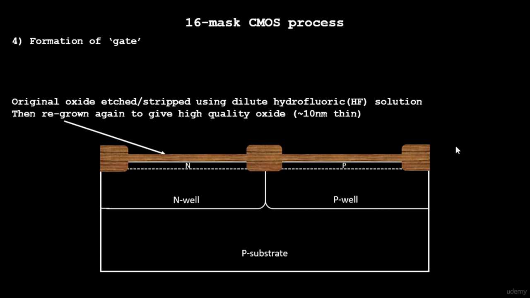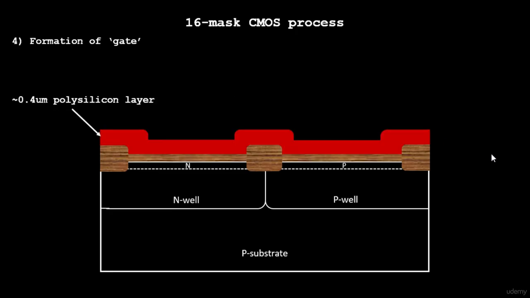So this is called the twin tub process. Why is it called twin tub? We can consider this as one of the tubs, and this is the other tub. In this N-well, we are going to create a PMOS transistor. In the P-well, we are going to create an NMOS transistor. So this is the first step towards creating the pockets that we were talking about in the previous lecture.